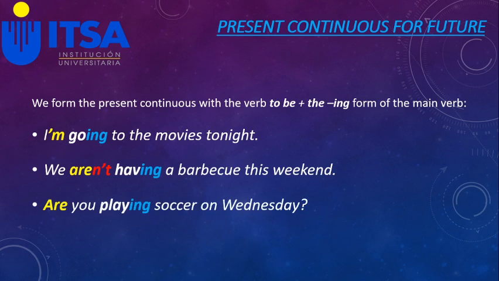Are you playing soccer on Wednesday? Yes, I am. No, I'm not. Remember, we need time expressions with the present continuous in order to show that we are talking about the future. Because if you only say, for example, we are having a barbecue, like example number 2, you are talking about right now. But when you say we aren't having a barbecue this weekend, you are not talking about now, you are talking about the near future.